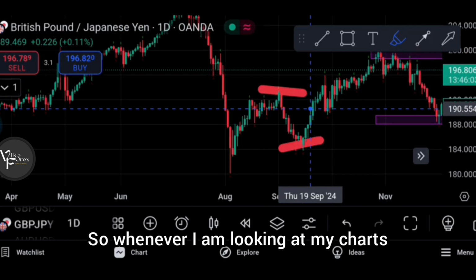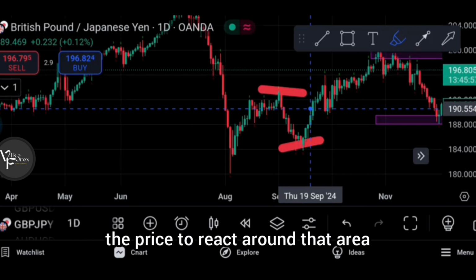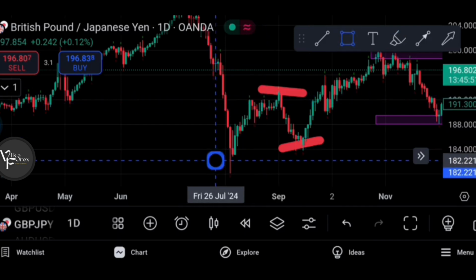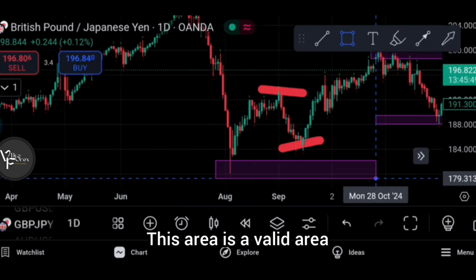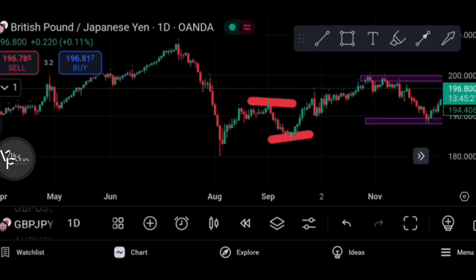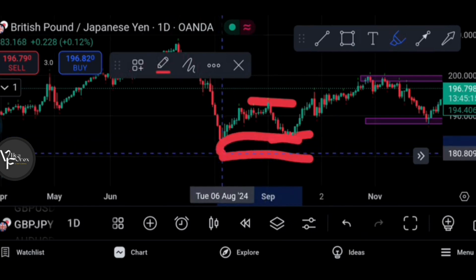So whenever I am looking at my charts, I'm expecting the price to react around that area, around this area here, around this area here. These are valid areas of support. Okay, you don't see support as a straight line like this. It's a zone.